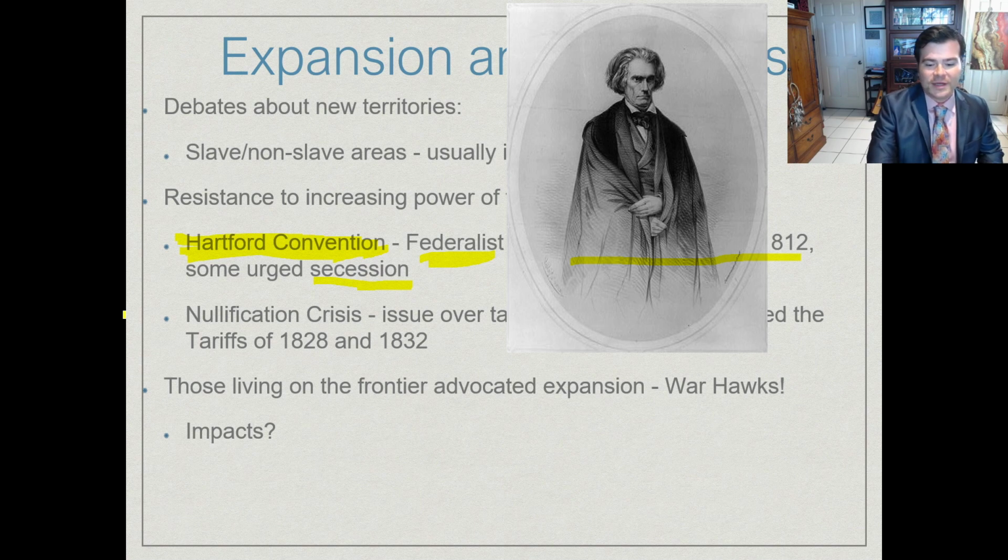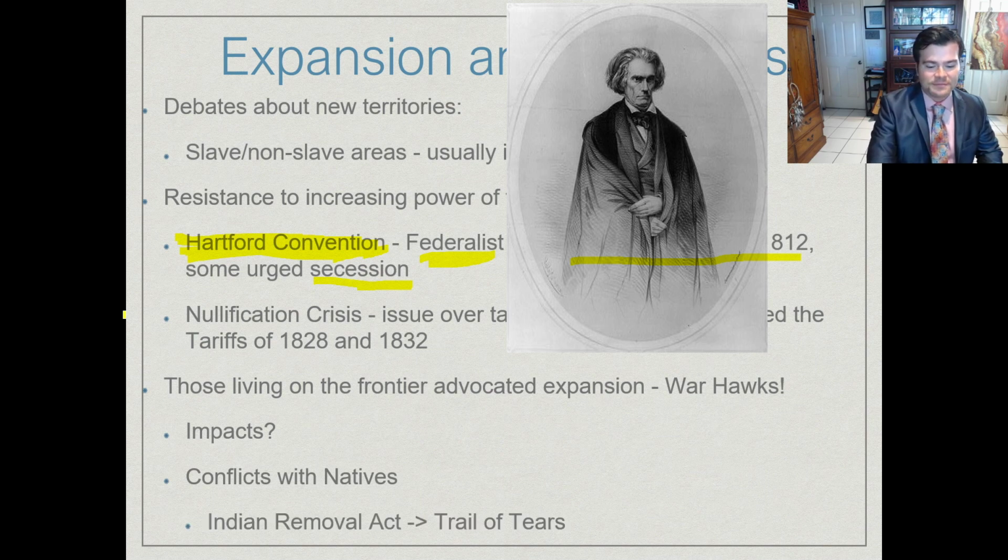Those living on the frontier advocated for expansion, the War Hawks. They were like, okay, let's fight Mexico. Let's fight with the natives. This is America, guys. God gave us the right to move west and spread Christianity and spread all the Western ideals. Who cares about what religion the Mexicans have? They had Christianity. And what the natives had, they had a monotheistic religion very similar to Christianity.